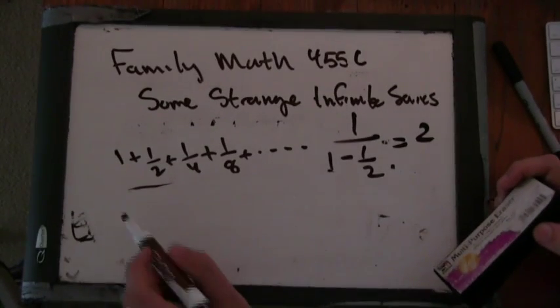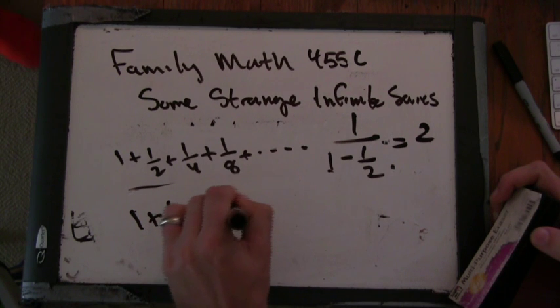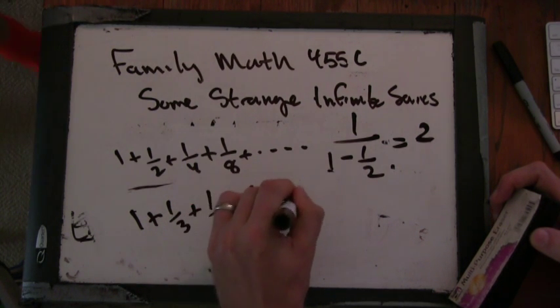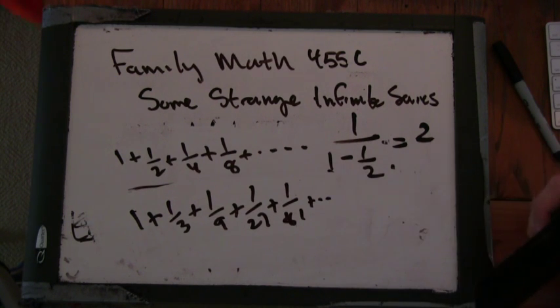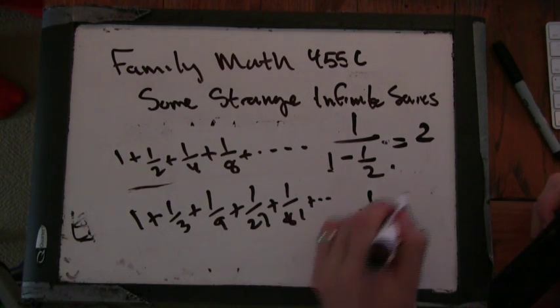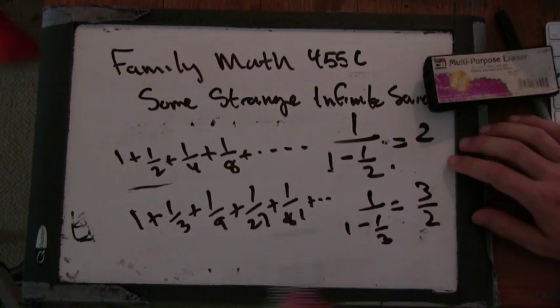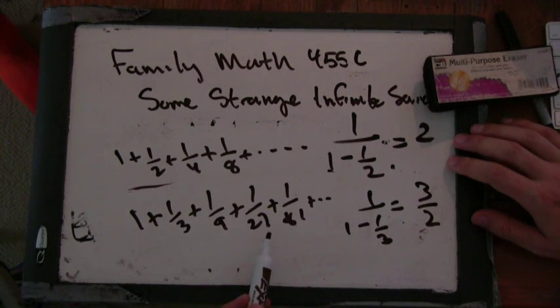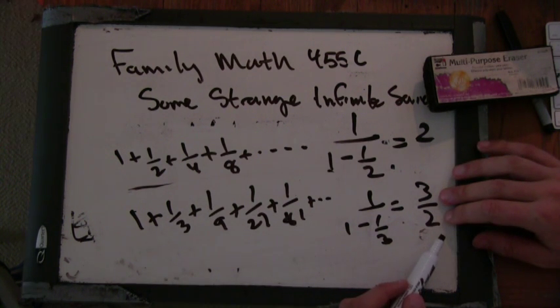Now how about a more complicated series? How about 1 plus a third plus a ninth plus 1 over 27 plus 1 over 81. Then we can reach 3 halves, because 1 over 1 minus a third is 1 over 2 thirds, which is 3 halves. So it makes sense that this would be less than 2, right? Because all of our terms are less. And maybe we can figure out some sort of argument saying we're always getting a little bit closer to 3 halves.